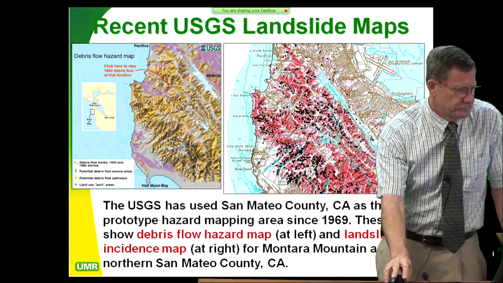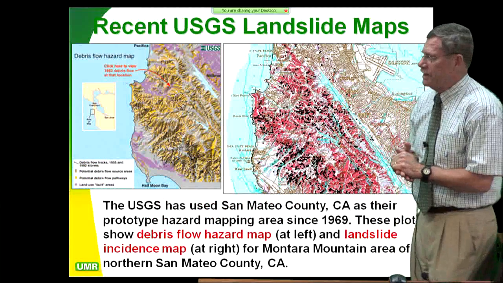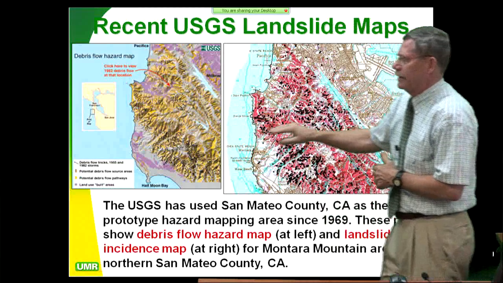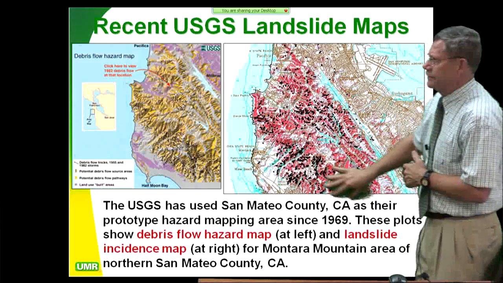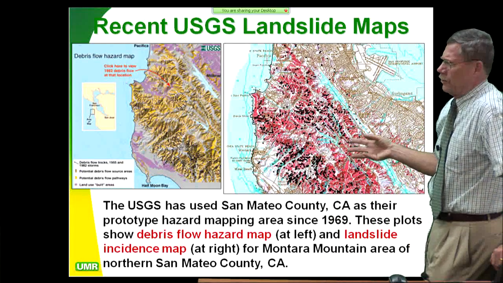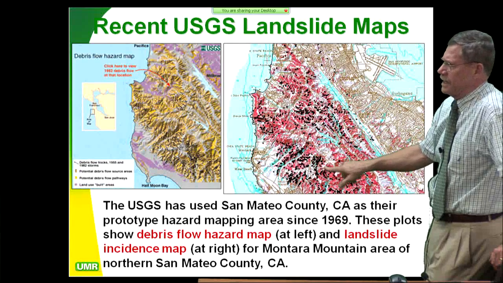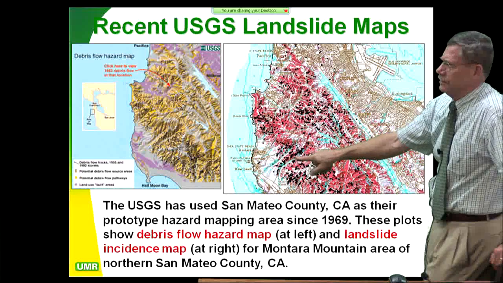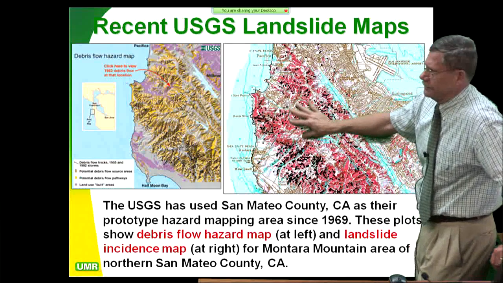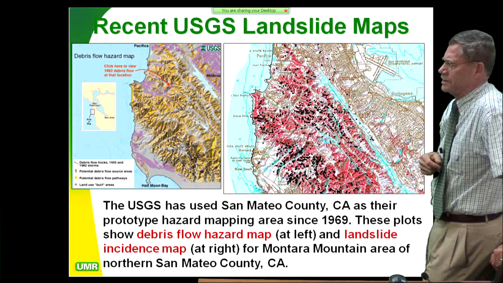So, recent USGS landslide products. One of these is a debris flow hazard map over here for San Mateo County, a landslide incidence map for San Mateo County. These are the kinds of products that are only going to occur in areas where there's political pressure to do them. The black dots are historic landslide occurrences. The red areas are areas of prehistoric land slippage indicated from aerial photo assessment.